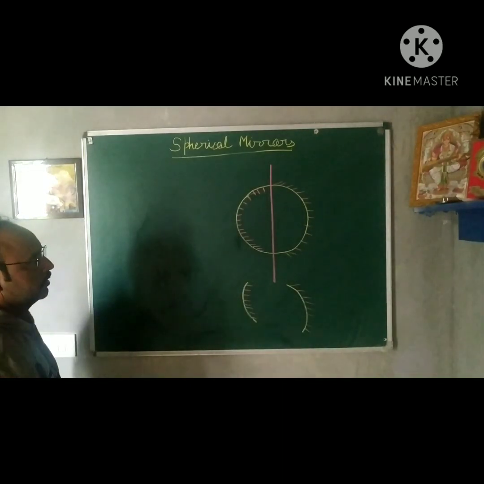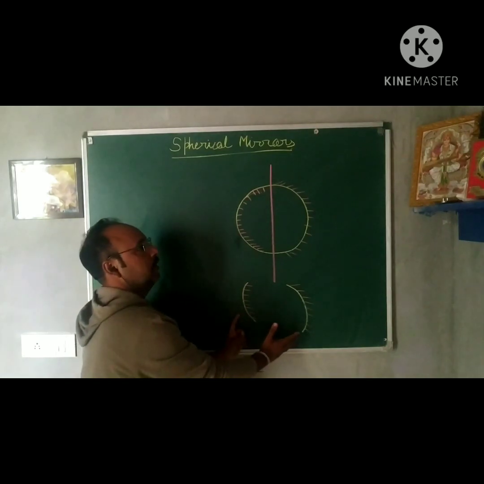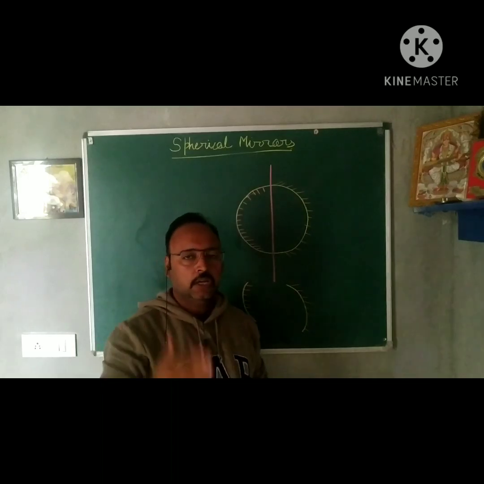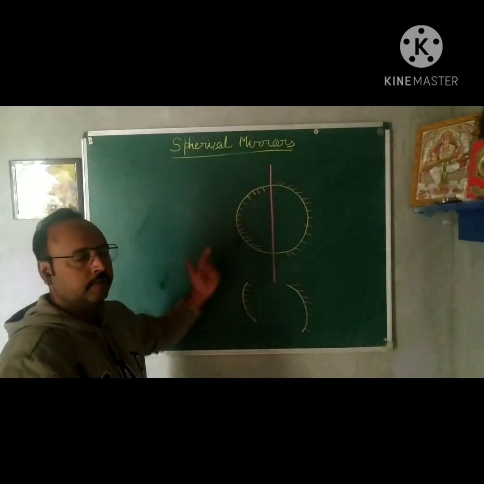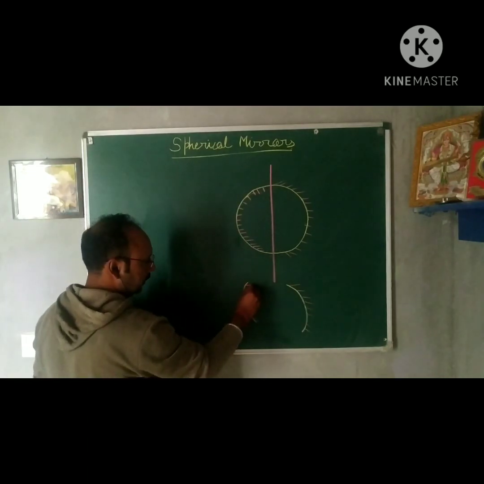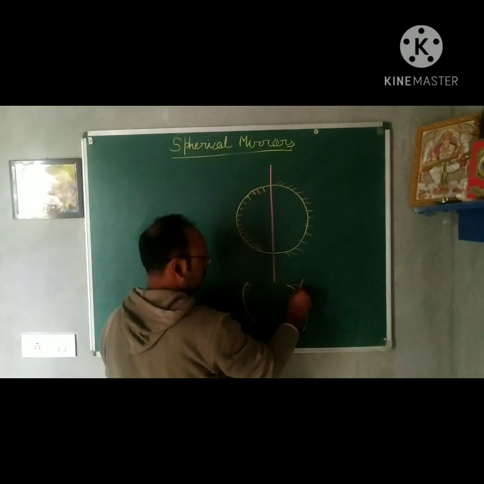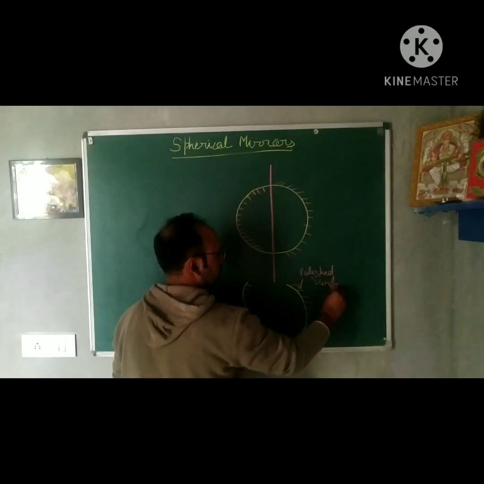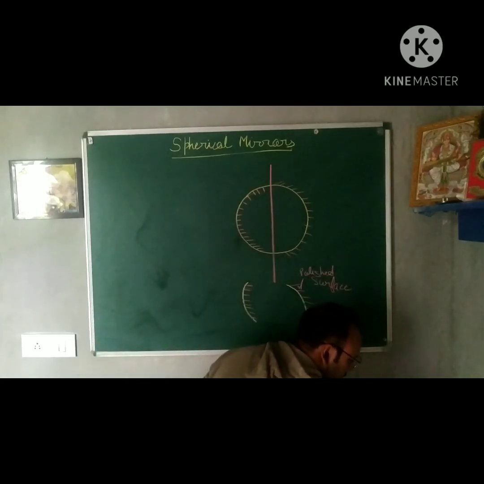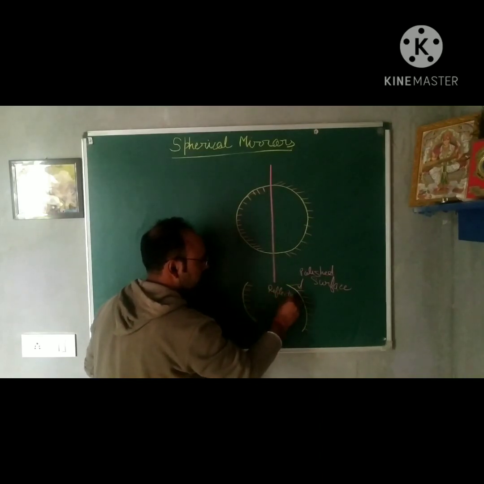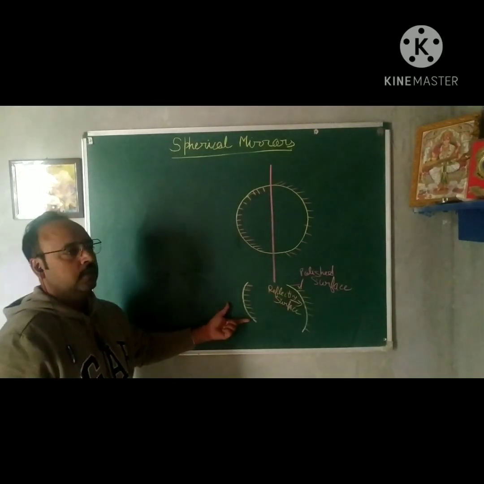So what are spherical mirrors? These are the two spherical mirrors I can say. Why spherical mirror? Because these are a part of a sphere. I have cut it from that sphere. So that is a spherical mirror. The pink color surface is polished. This is the polished surface, right? And this inward surface is the reflecting surface in both the cases. So these are spherical mirrors.